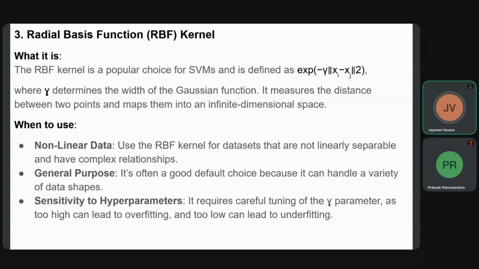And the kernel also efficiently transforms the input space into a higher dimensional space, making it easier to separate the classes in complex data sets. Apart from that, it serves a general purpose because it can handle a variety of data shapes. But there is sensitivity to the hyperparameters. It requires careful tuning of the gamma parameter, and it can lead to overfitting as well. Too low a gamma value can lead to underfitting as well.